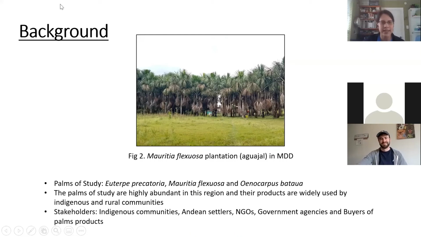But yeah, going again into the little background of my study area. For this work, I focus on the study of palms, which are species that are very abundant in the Amazon in general. And in Madre de Dios, I focus on 3 species. One of them is called Euterpe precatoria, known as acai. I don't know if you have heard about it, probably. The other is called Mauritia flexuosa. In Peru it is known as aguaje.